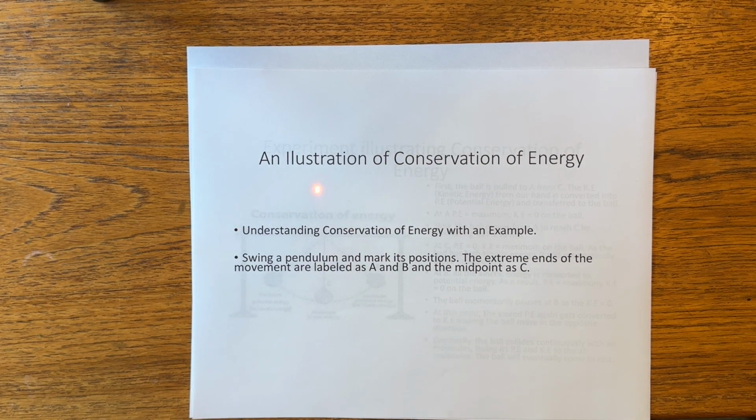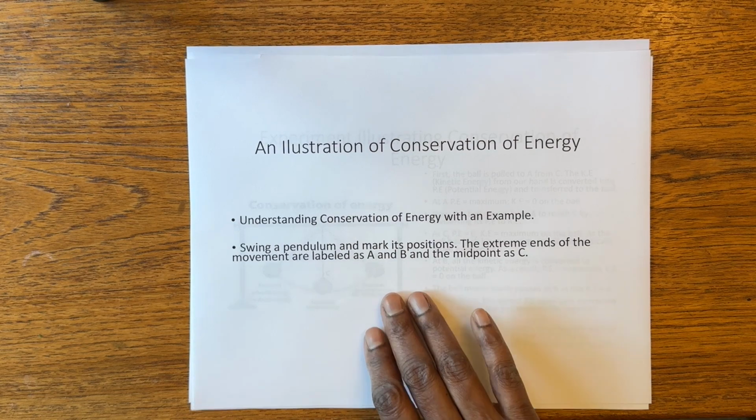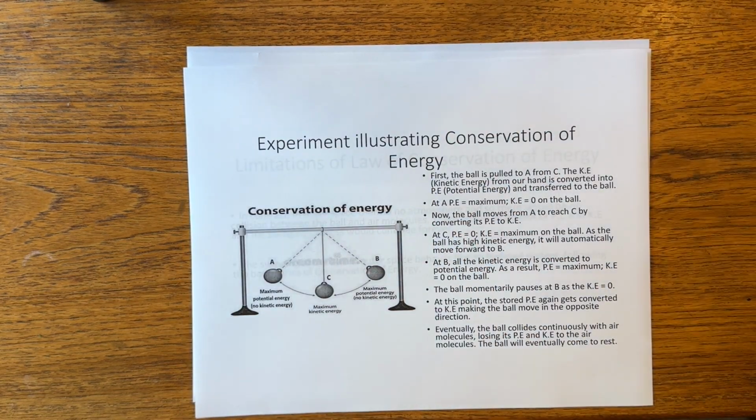So now we're going to go over an illustration of conservation of energy, and that is essentially swinging a pendulum and marking its positions. The extreme ends of the movement are A and B, and the midpoint is C. The next slide has a lot of information, but I'll go through it very slowly. Essentially, it is describing the swinging of a pendulum and the conversion of kinetic energy to potential energy and vice versa.